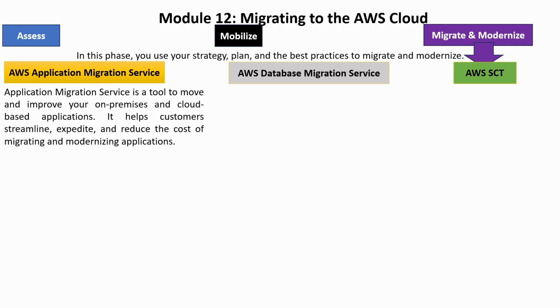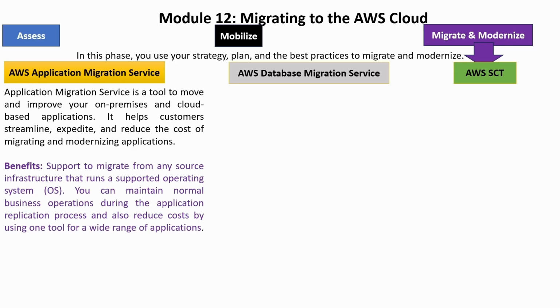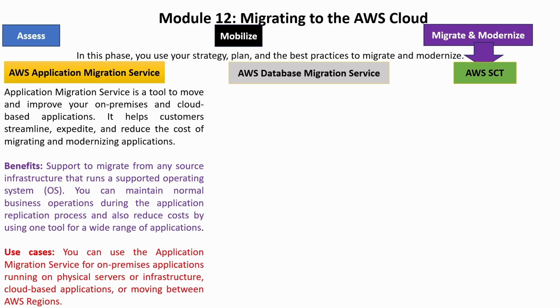The benefits include support to migrate from any source infrastructure that runs a supported operating system. It makes it possible to modernize your applications during migration. You can maintain normal business operations during the application replication process and also reduce cost by using one tool for a wide range of applications. If we talk about use cases, you can use the Application Migration Service for on-premise applications running on physical servers or infrastructure, cloud-based applications, or moving between AWS regions. You can also use it to modernize applications.